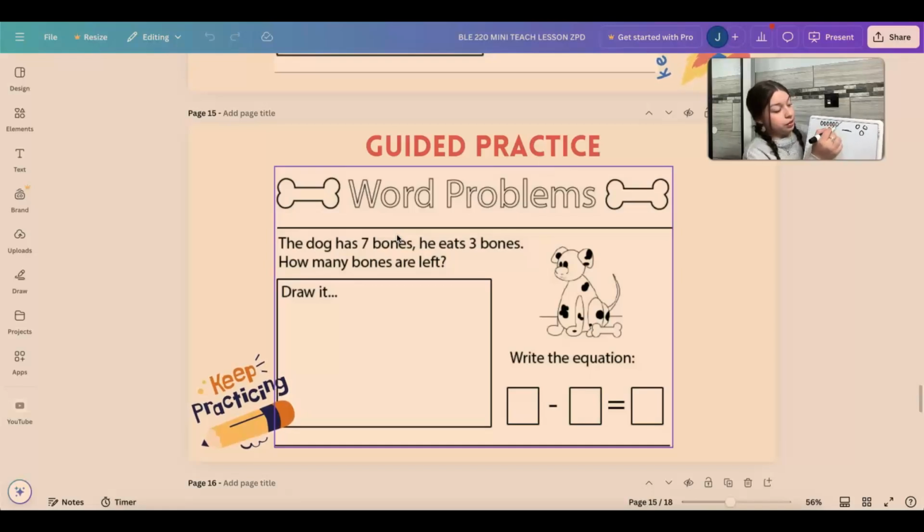So 1, 2, 3. Okay, now let's count how much he has remaining. 1, 2, 3, 4. Good job. So how many bones does the dog have left? 4 bones. Good job, everyone. Perfect.